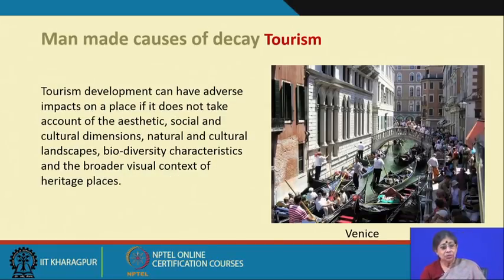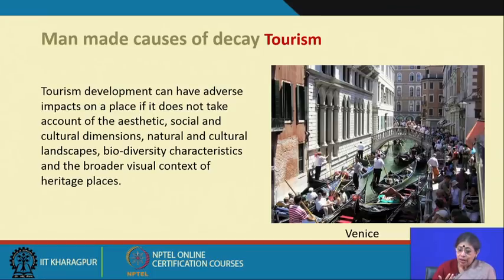This you can see is Venice, which is very popular. Now, tourism development, as I say, you can see how many people are coming there on the gondolas, and we definitely can't say no, because it is also a source of economy for that place, and definitely people would like to come and see this beautiful place and historic structures. Now, in general, what has been found is that tourism development can have an adverse impact on a place if it does not take account of the aesthetic, social and cultural dimensions, natural and cultural landscape, the biodiversity characteristics and broader visual context of the heritage places.